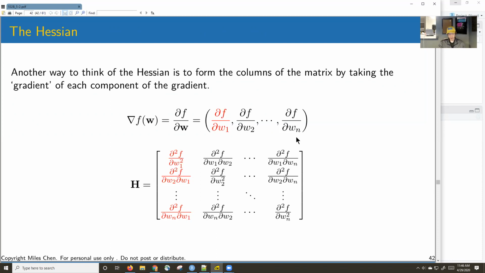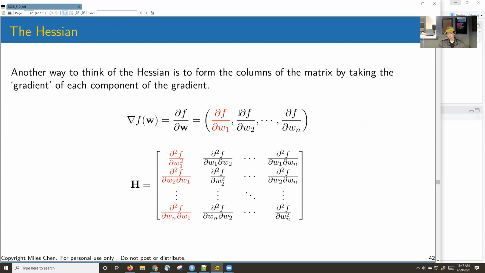So here's the Hessian matrix, and we're going to ask, what is the gradient of this component? The gradient of this is going to be an n-dimensional vector, a vector of length n, and that's going to fill out this column. It's going to be the partial of this with respect to w1, which will become d2f dw1 squared. What's the partial of this with respect to w2? That's going to be d2f dw2 dw1. What's the partial of this with respect to wn? That's going to be d squared f dwn dw1.